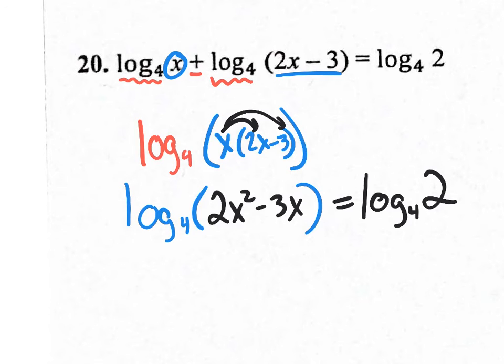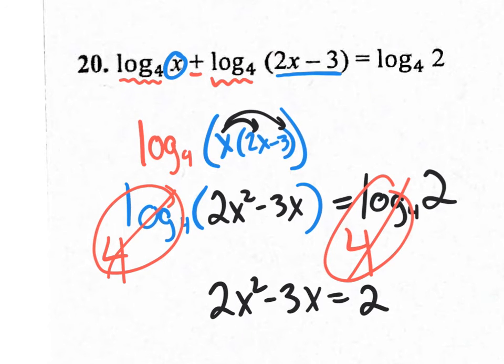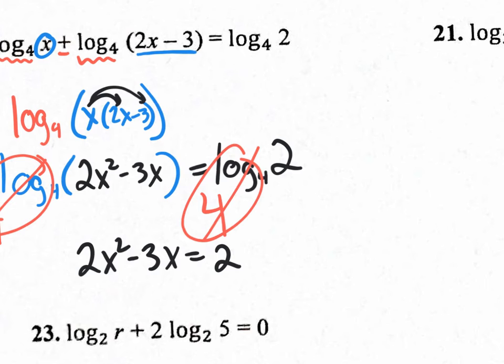So now we could raise both sides of this equation to become powers of base 4. That way that eliminates, this eliminates. We will have a quadratic equation, 2x squared minus 3x equals 2. And we need to solve this quadratic equation. So this is where we use our semester 1 skills. We first want to set it equal to 0.